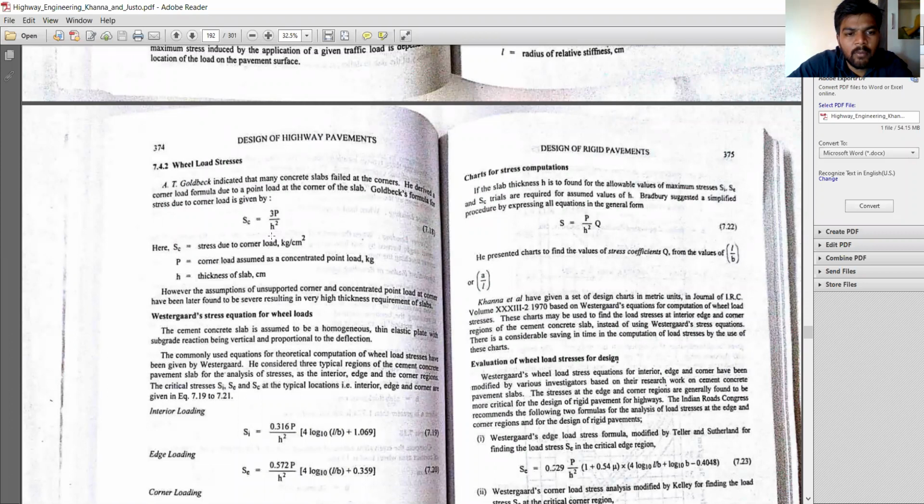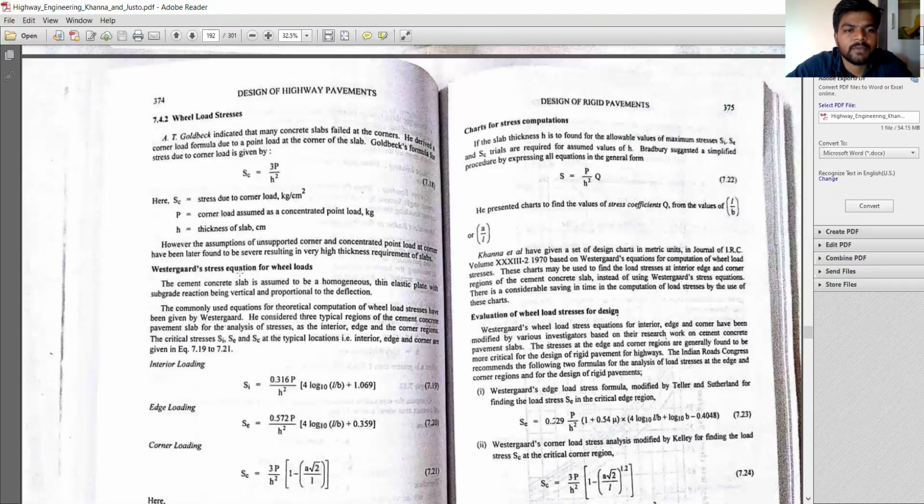SC is equal to 3P upon H square. SC is stress due to corner load. Because of corner load, the pavement will get ruptured. To avoid that, he has given the formula. SC is stress due to corner load in kg per centimeter square, P is the corner load assumed as a concentrated point load, and H is the thickness of slab. By knowing this, I can calculate the stress applied at the corner point. Okay, this is a small formula. You may use it in further problems.